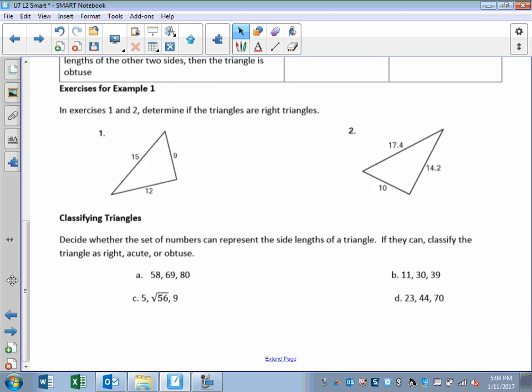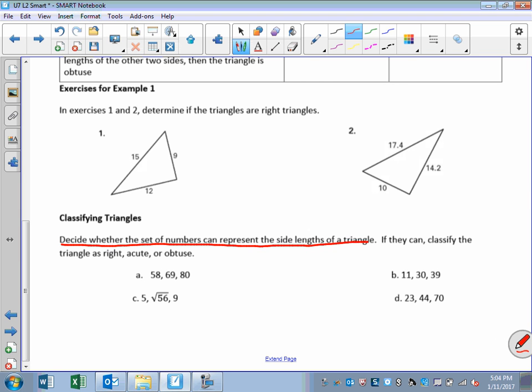It says decide whether the numbers can be a triangle, first of all. If you don't remember what that looks like, the rule is that you need the small side plus the medium side to be greater than the large side. That's the first thing you have to find out. So for A, 58 plus 69 is bigger than 80. Now we square all of them.